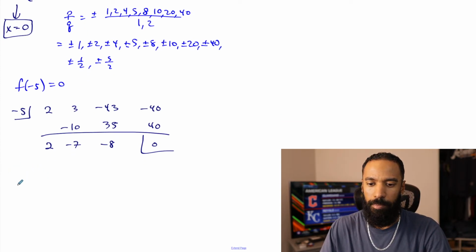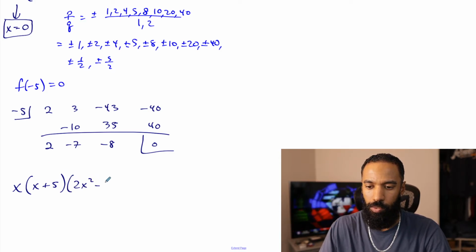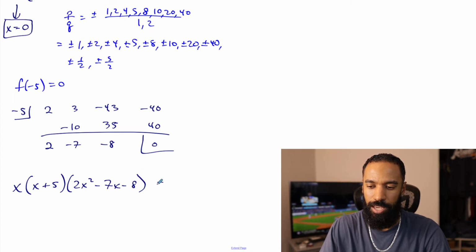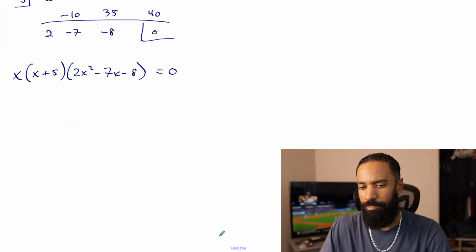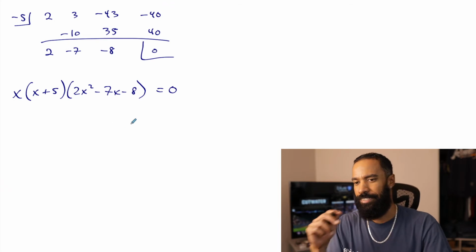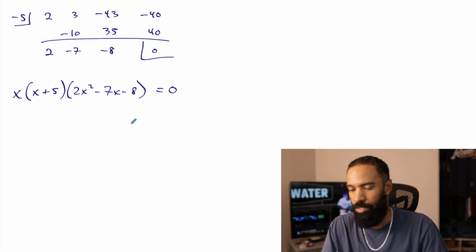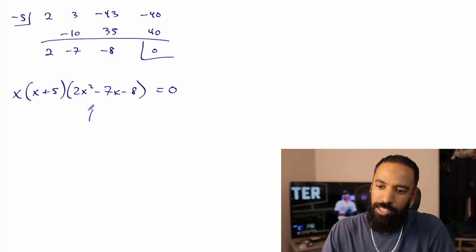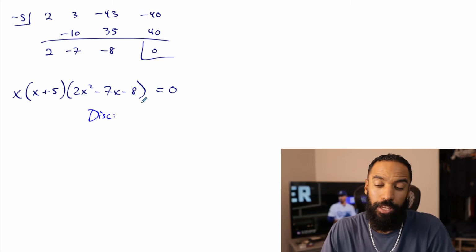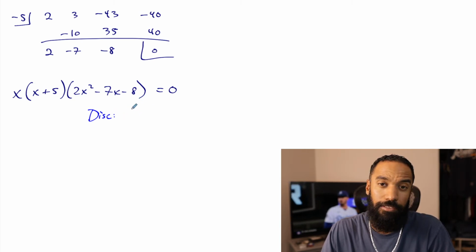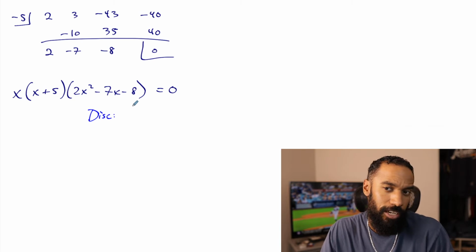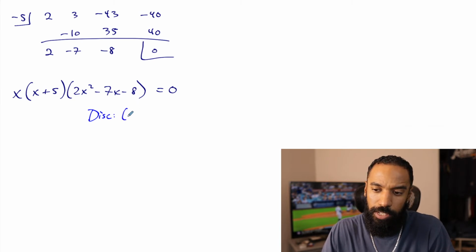So the whole thing, I remember x equals 0 is one of them, but I'm going to bring it down here. X plus 5 is a factor with -5 is the root. And then 2x squared minus 7x minus 8 is the other guy there, equals 0. Does that factor? I don't think so. Let me try it. You know what I can test? I'm going to test the discriminant here. If this is not a perfect square, then that means it's not factorable, which means quadratic formula is something I would have done anyway.